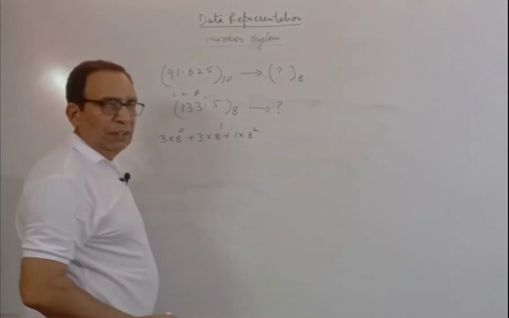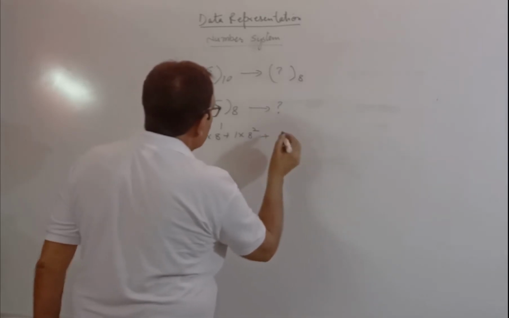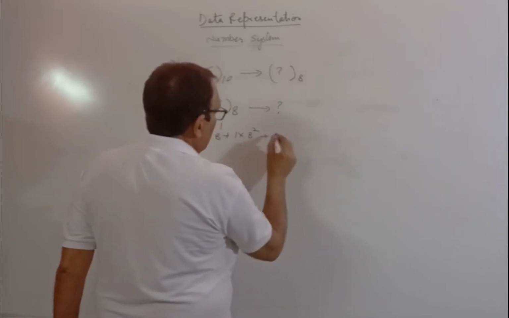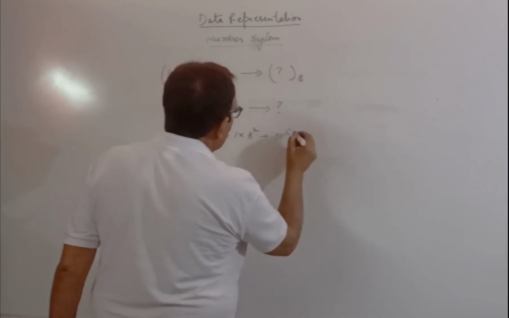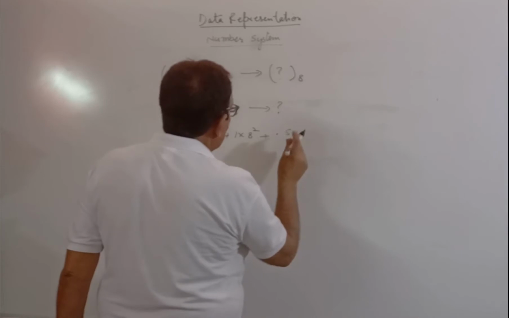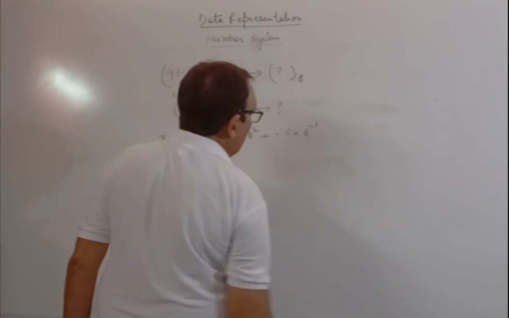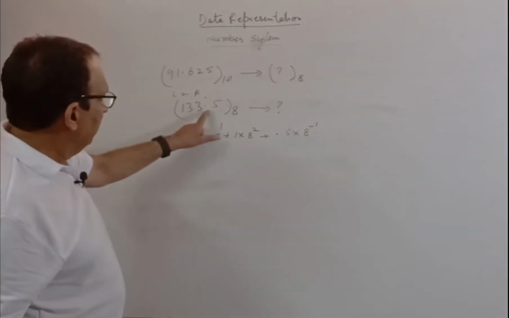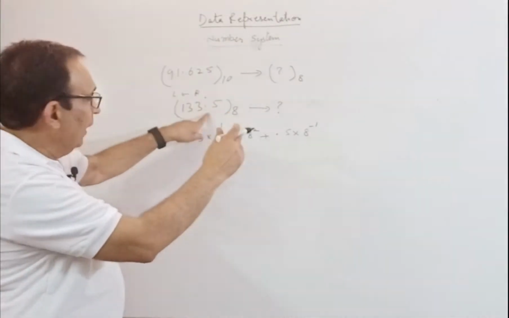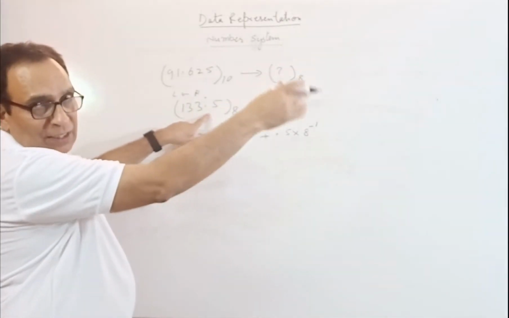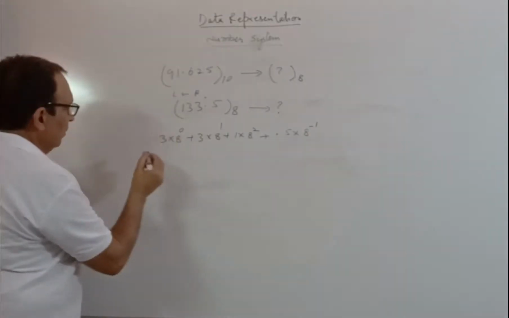What do we do with this 5? This 5 will be after the decimal: 5 into 8 raised to the power minus 1. Why minus 1? Because when we go towards the right, after the decimal, the exponent goes minus 1, minus 2, minus 3, minus 4, keeps on decreasing further. That's it. So let us see how much it comes.